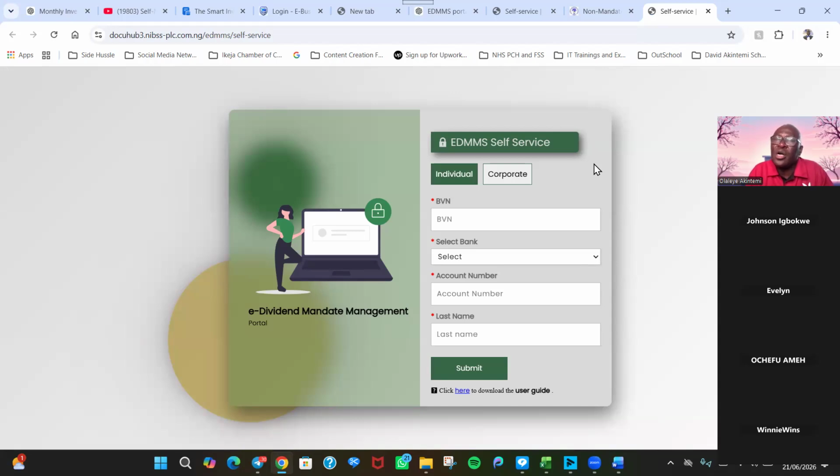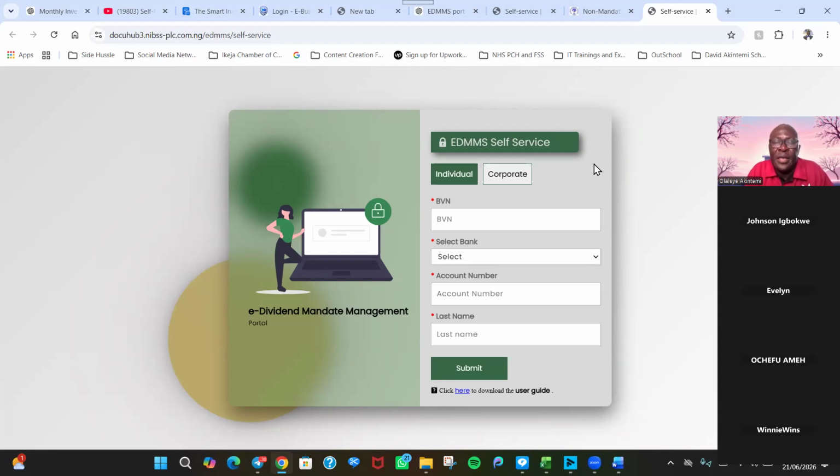But this is a stock where the dividend has accumulated over many years. You haven't collected. Now you want to collect it. And we are assuming this person is still alive. If this is the case, the first thing you have to put in is your BVN. If you don't have a BVN, you can't do anything. You have to go and get your BVN first.